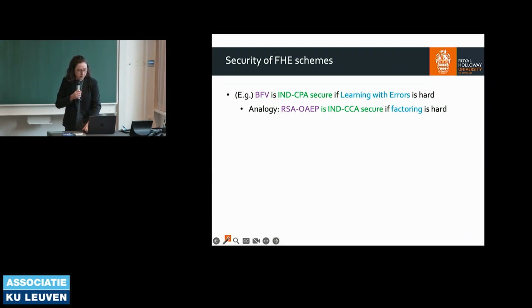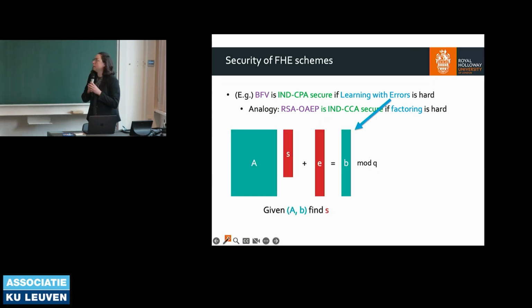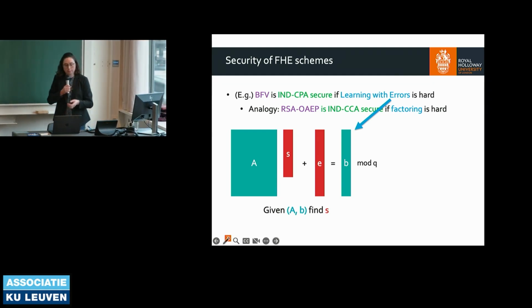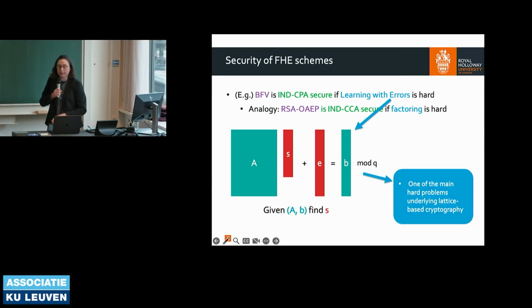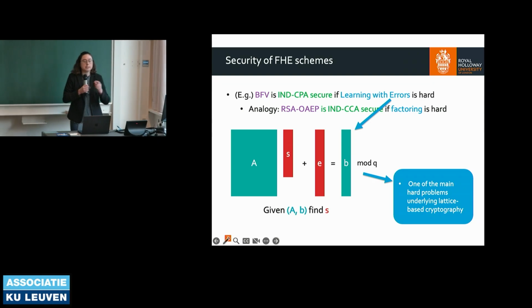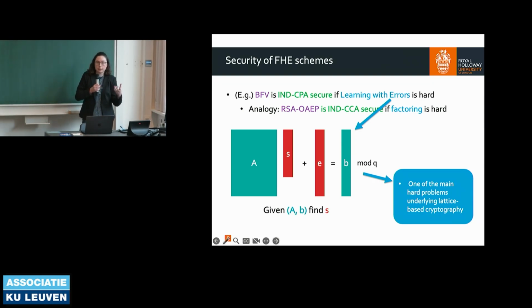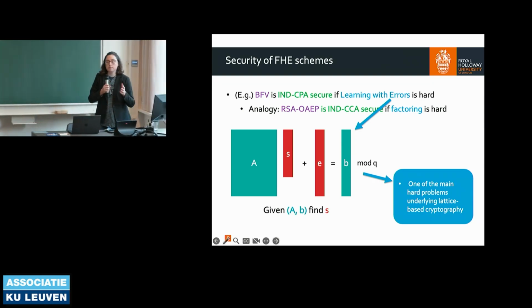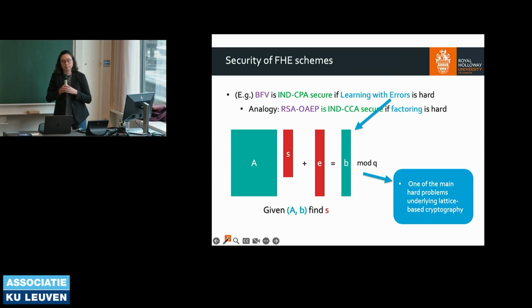Okay, and then what's going on over here with learning with errors? Perhaps you've seen this problem defined before. This is one of the main hard problems underlying lattice-based cryptography. And very briefly, what's the problem? A learning with errors sample consists of a public matrix A and some vector B that's constructed as follows. There's a secret vector S and some error E, which is also secret, and B is formed as A times S plus E, modulo some modulus Q.